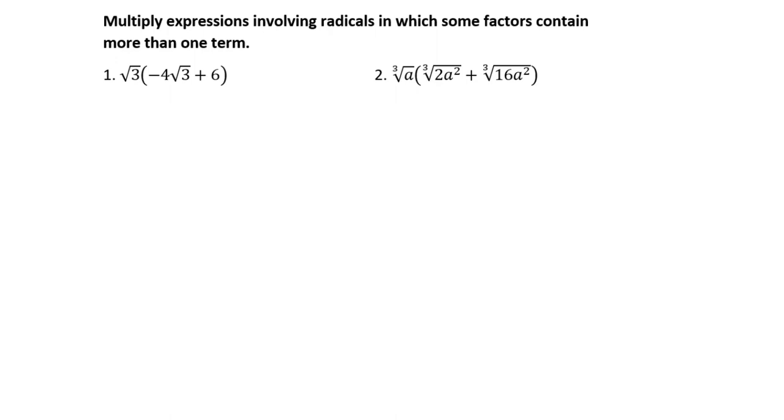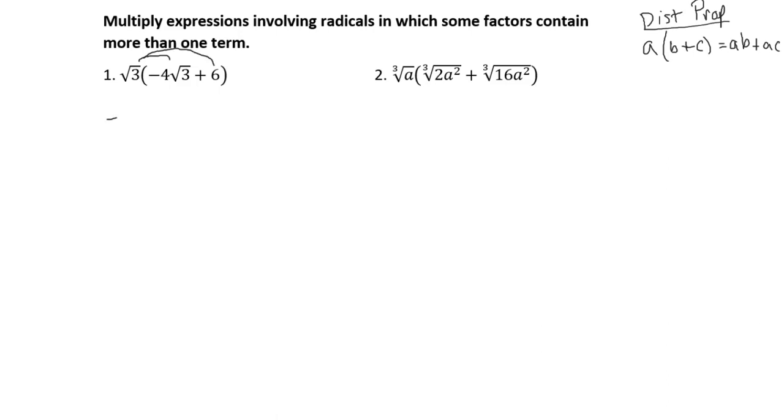So here we're going to multiply, so we're going to apply the distributive property. The distributive property is when you have something outside a parenthesis, everything inside the parenthesis needs to be distributed to. So that becomes AB plus AC. So what we need to do is multiply this times this and then this times this.